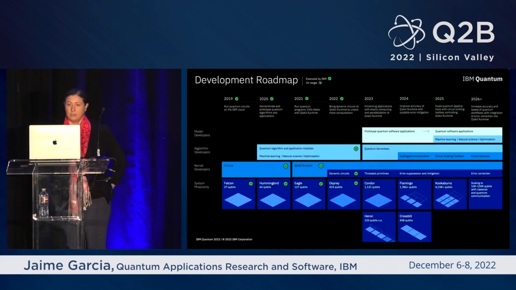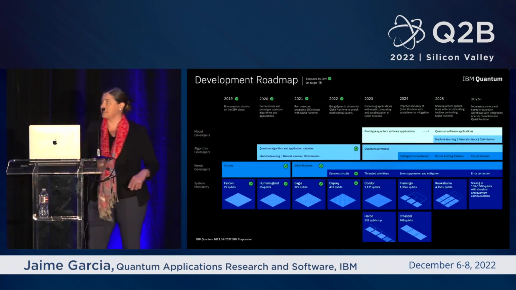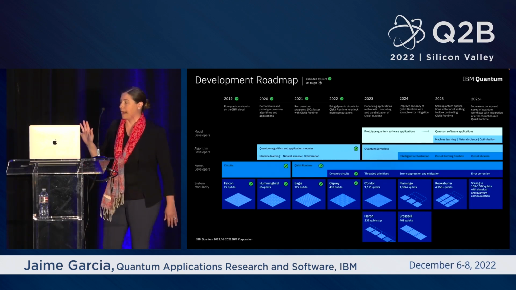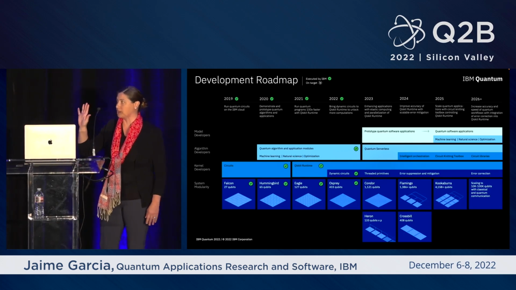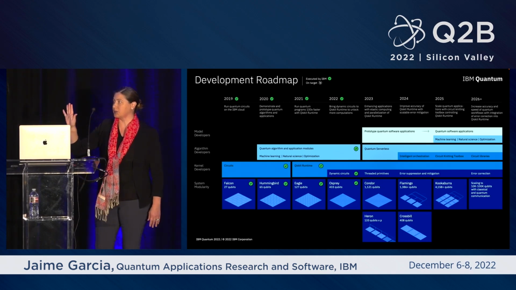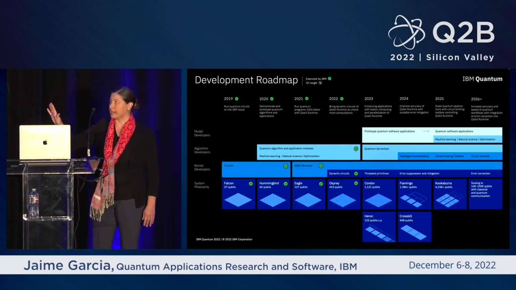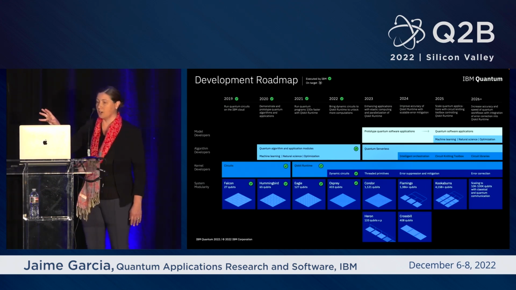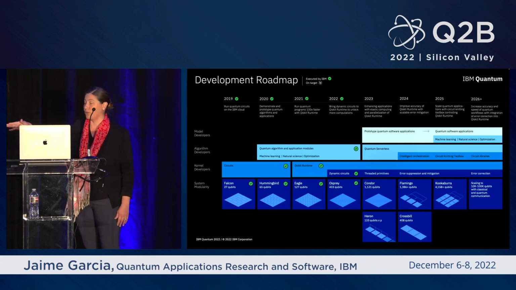And with that, I always like to end on our development roadmap and just show what we've accomplished this year. We just announced that we have successfully made Osprey, which is our 433 qubit device. The team is working hard on Condor, which is now our 1,000+ qubit device. That's going to be one of the first milestones we hit early next year. We just announced dynamic circuits as well.